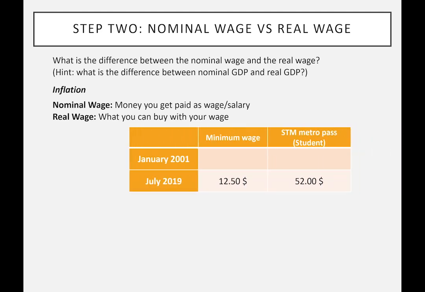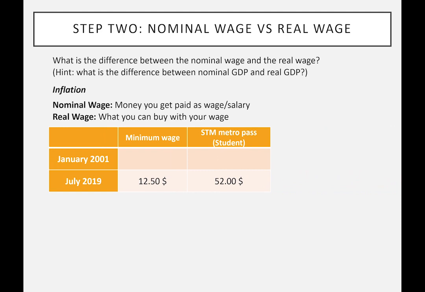Let's take a quick glance at this idea, though, to understand this a bit more clearly. Now, I've got data here for about a year or 2 years ago. I think the minimum wage is a bit higher right now, but just use this as an example. The minimum wage in July 2019 was about $12.50 per hour, and the cost of a student pass for the STM, this is on the island of Montreal, was about $52. That's per month, the monthly fee.